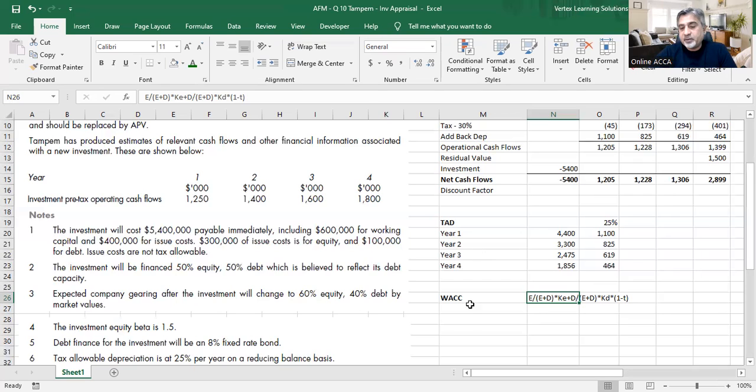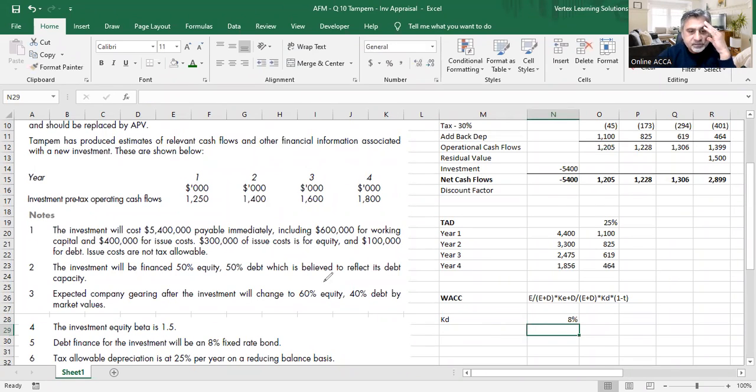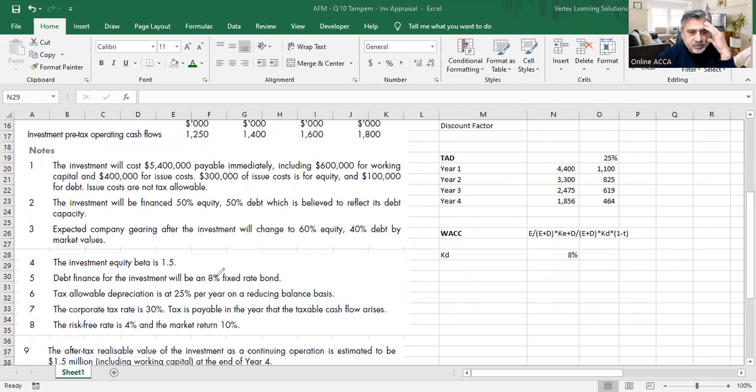I know that my cost of debt is 8%. That is for sure. It is given here. This has no problem. I can spot it out here. Cost of debt is 8%. But how much is my cost of equity? That I don't know. Cost of equity I need to calculate because this project has a different risk factor.